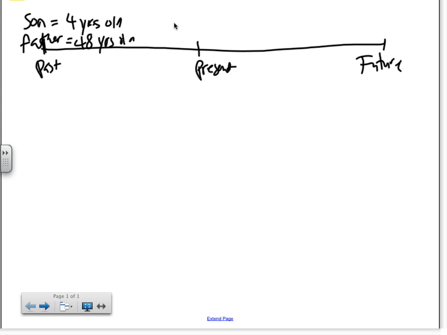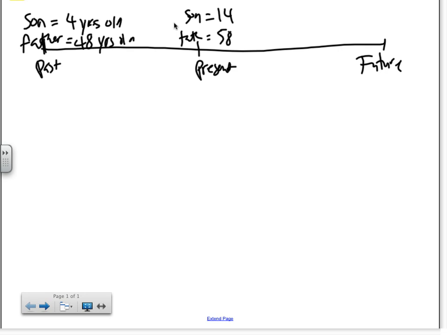So let's go back to the present, which is how many years now? 10, if we're jumping forward 10 years, right? Then how old would the son be in the present? This is in the past, right? So the son would be 14, and the father 58. Okay, that's how old they are now.